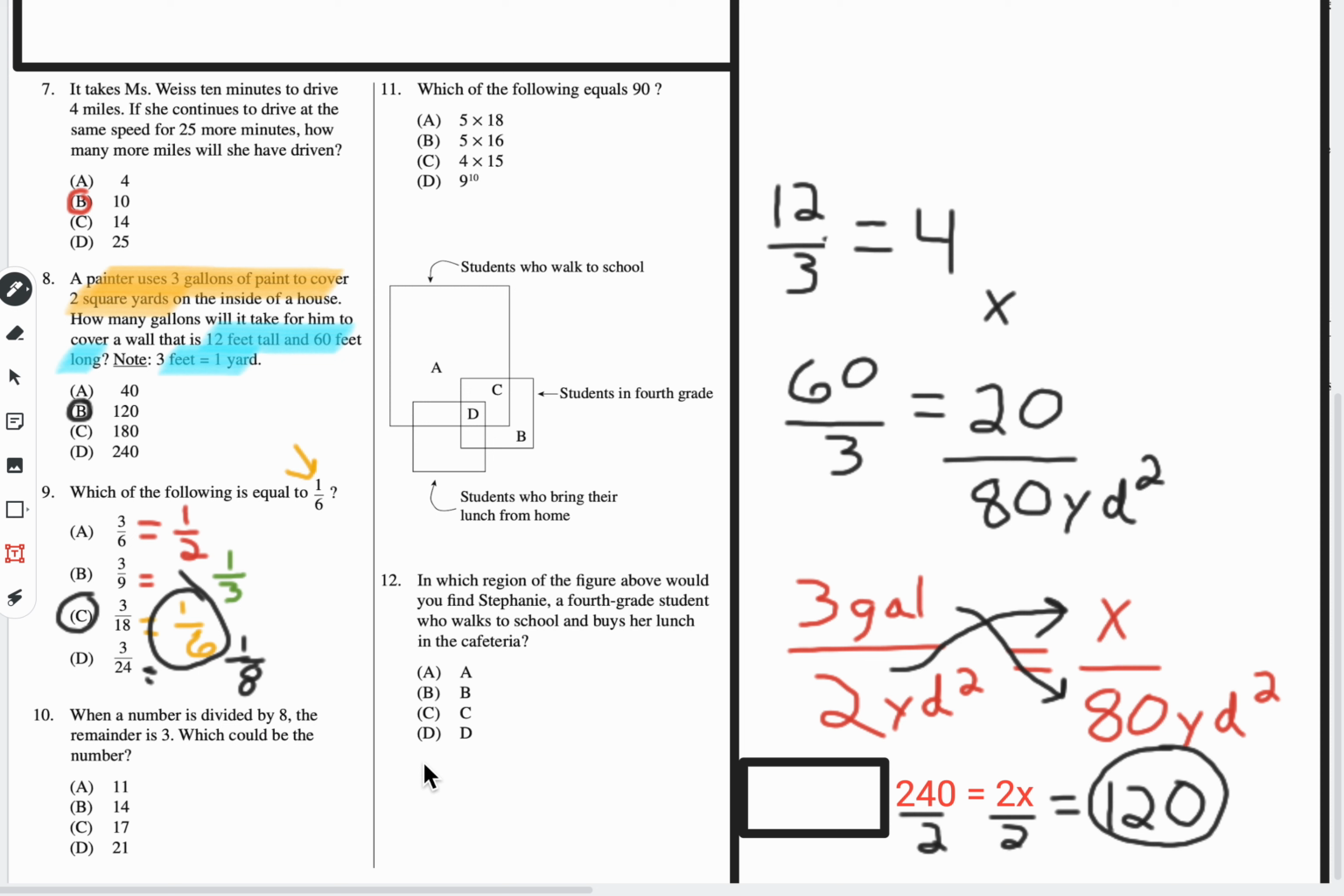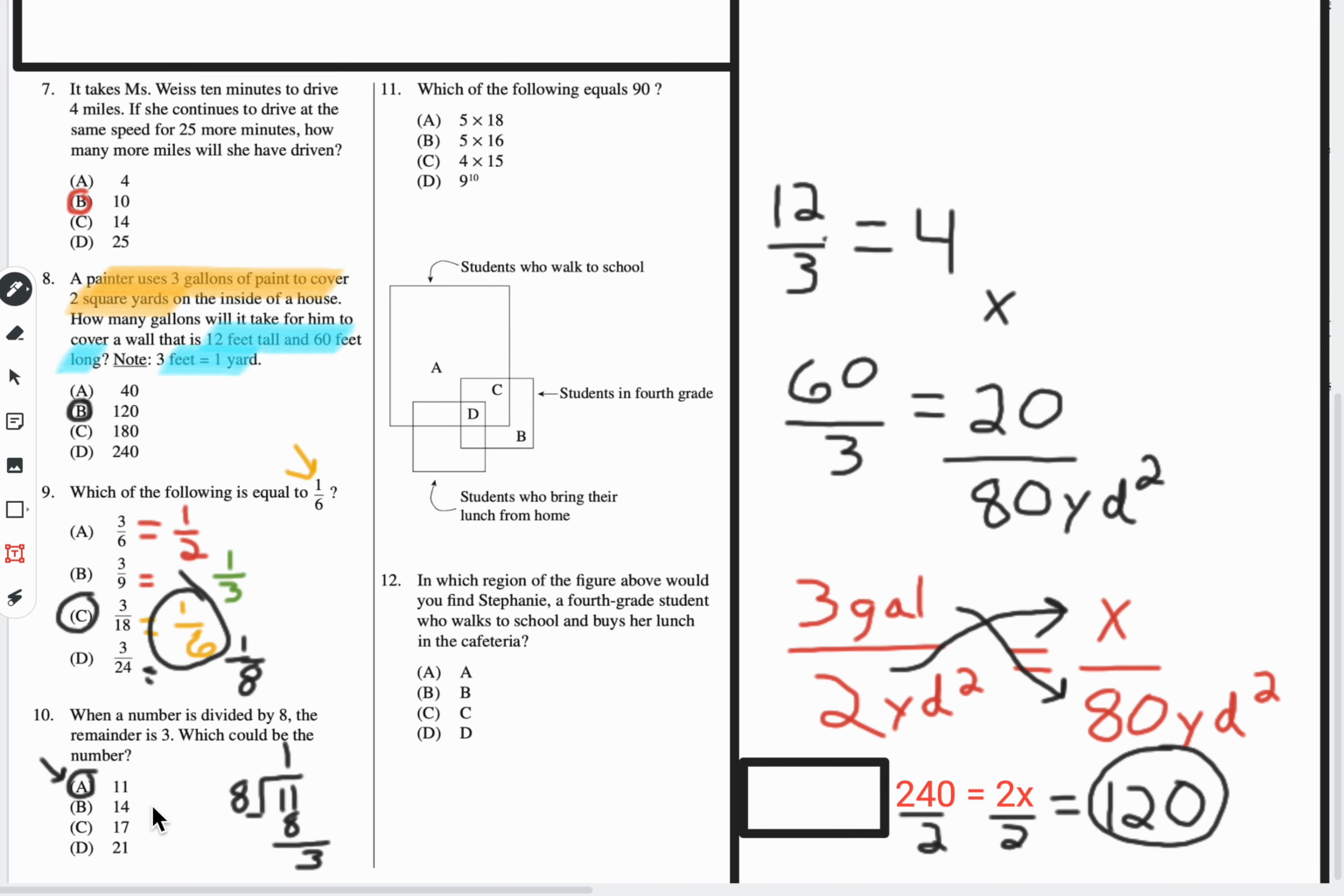So for example, if we start with A, we can work this out long division wise. 11 divided by 8. We're interested in what the remainder will be. 8 will go into 11 once, with the remainder of 3. This is what we're looking for. A is our answer.